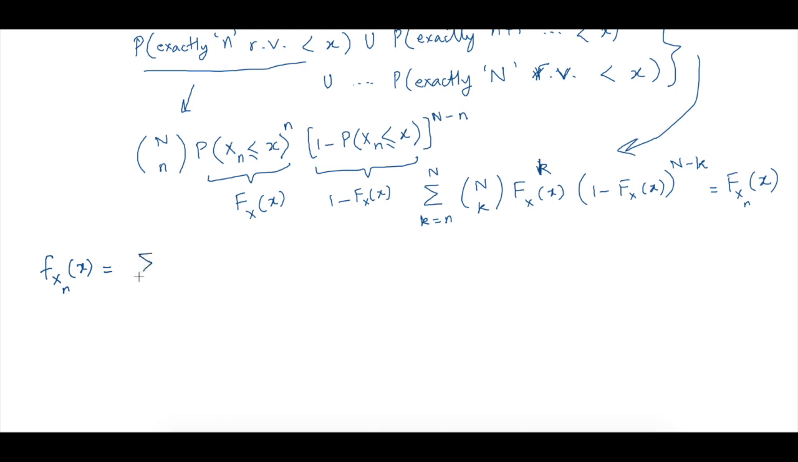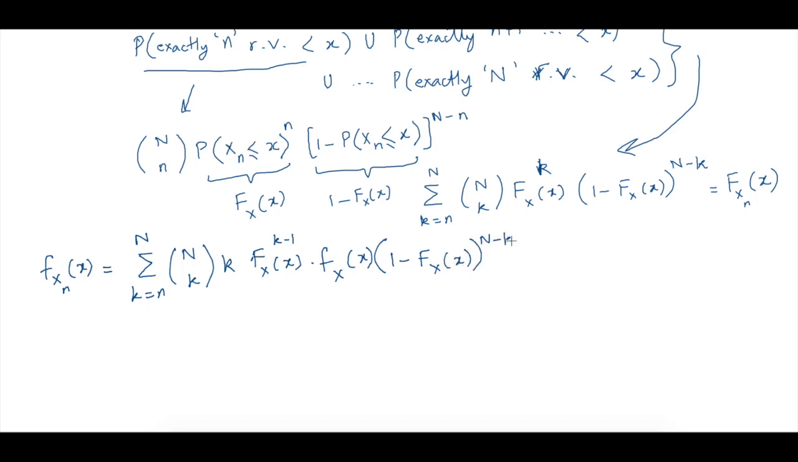So we have the summation from k equals n to n, n choose k, times k, Fx of x to the k minus 1, and by the chain rule fx of x, and then this guy is as it is, 1 minus Fx of x to the n minus k, then plus. Again we will say n choose k.